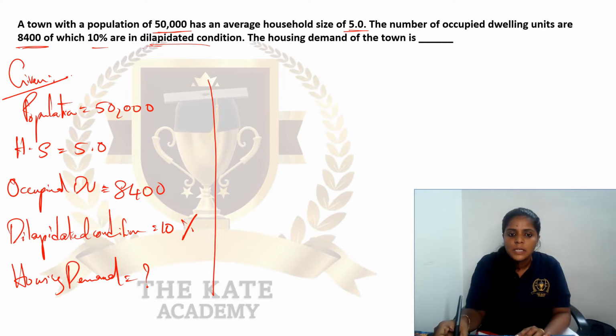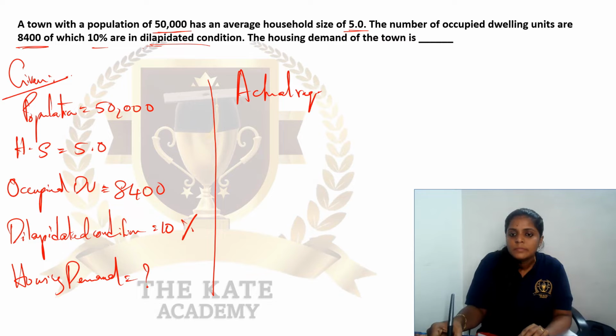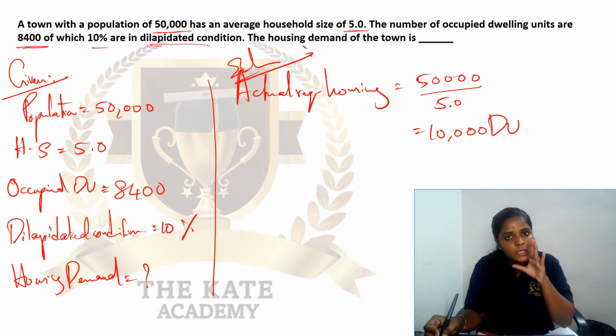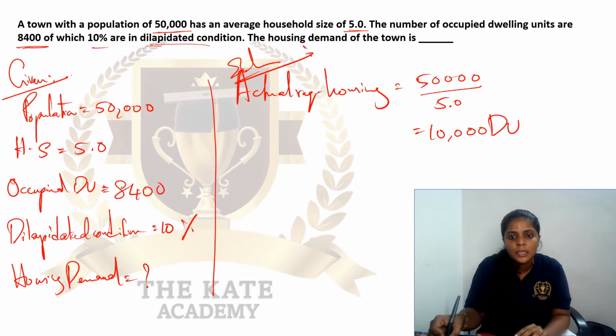First, let us find out how many housing units are required for the actual population. Actual required housing. So this is the solution. Housing is equal to 50,000 population divided by household size. So that becomes 10,000 dwelling units actually required. But how many are there? There are only 8,400.